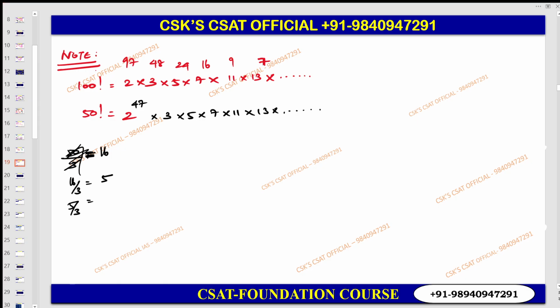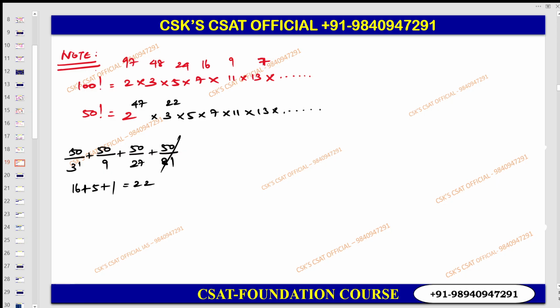Or else you can do it this way if you find this one difficult. 22 only. Okay, good. Or else you can do it like this: 3 per 1, here 9, here 27, here 81. So leave that one. Here 16 times, then 5 times here, only one time here. So 22 only. Understood?